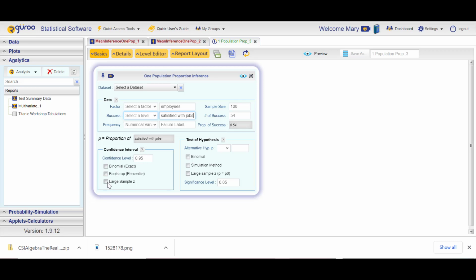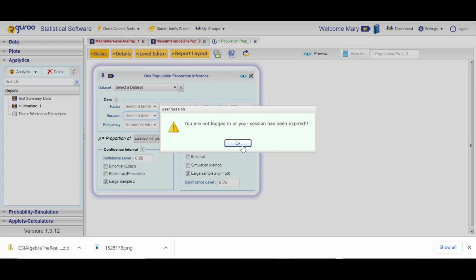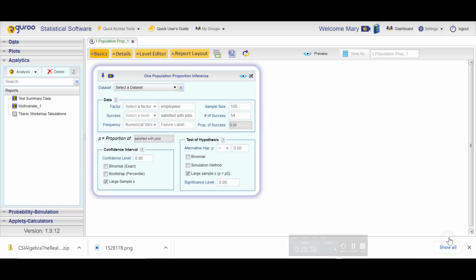If you would like to do a confidence interval with this, you're going to choose large sample Z. And then for the alternate statement, we're choosing greater than 50%, so that's greater than 0.50. And again, choosing large sample Z. Significance level is 0.05, and voila. One moment, looks like it logged me out. Okay, so try this again.